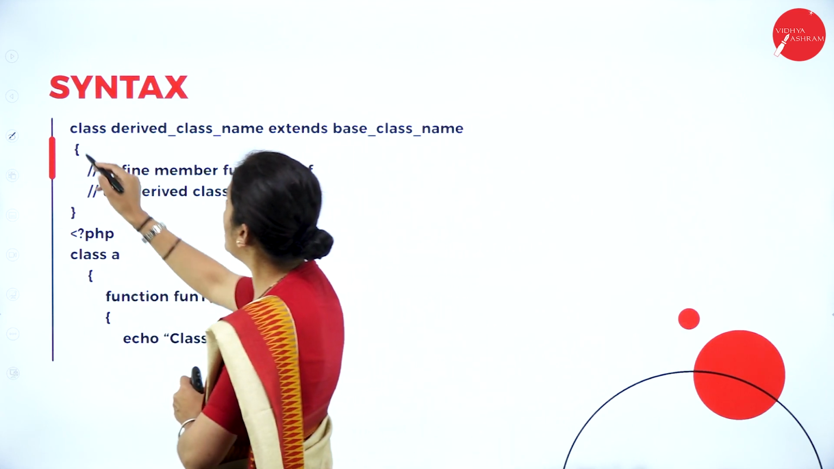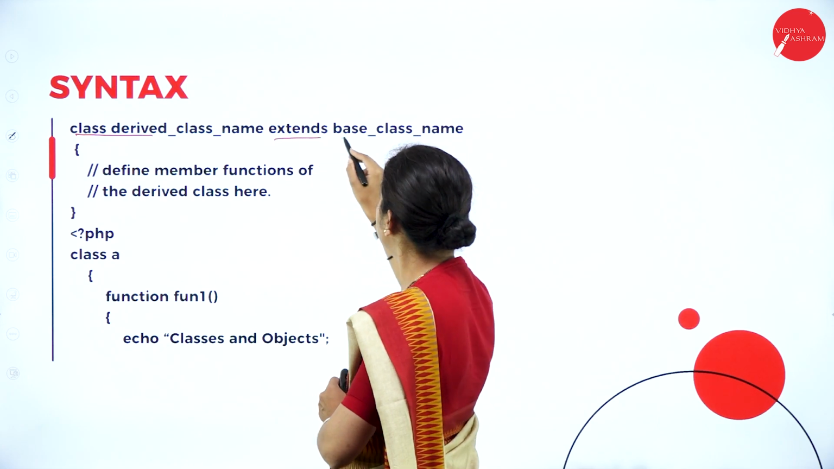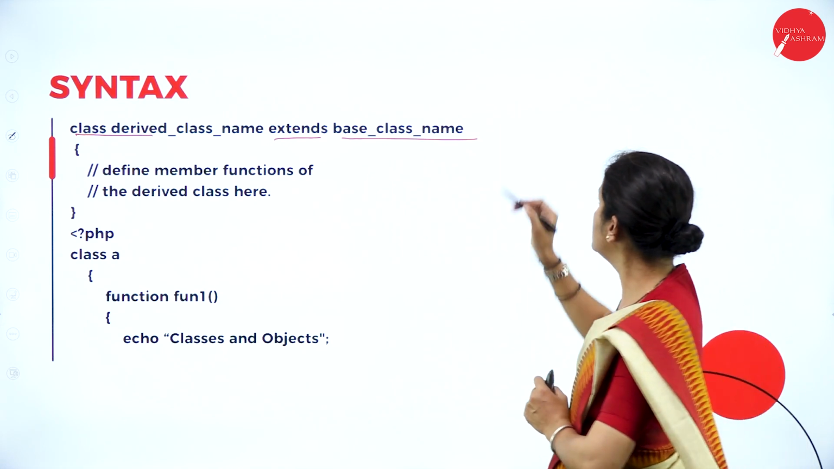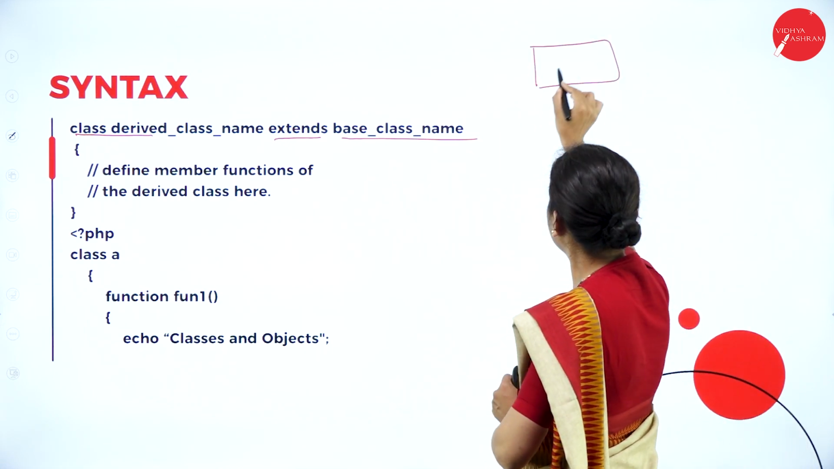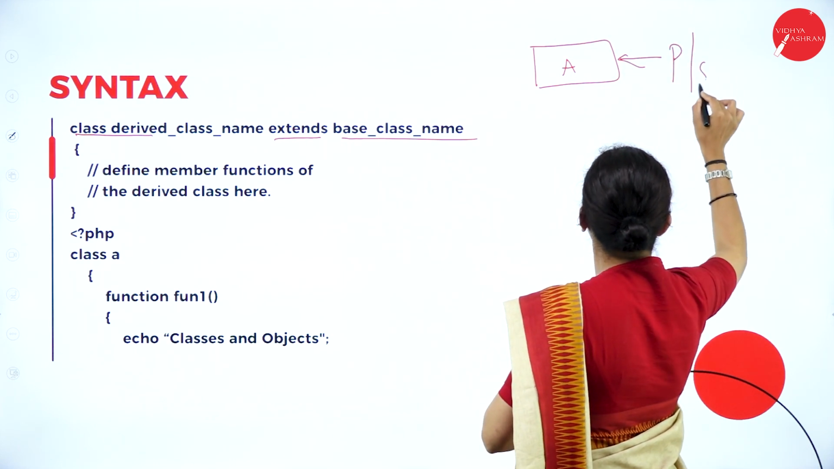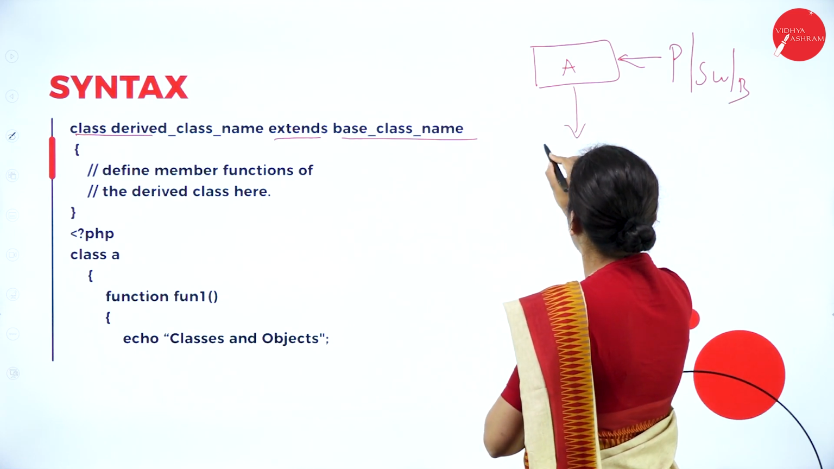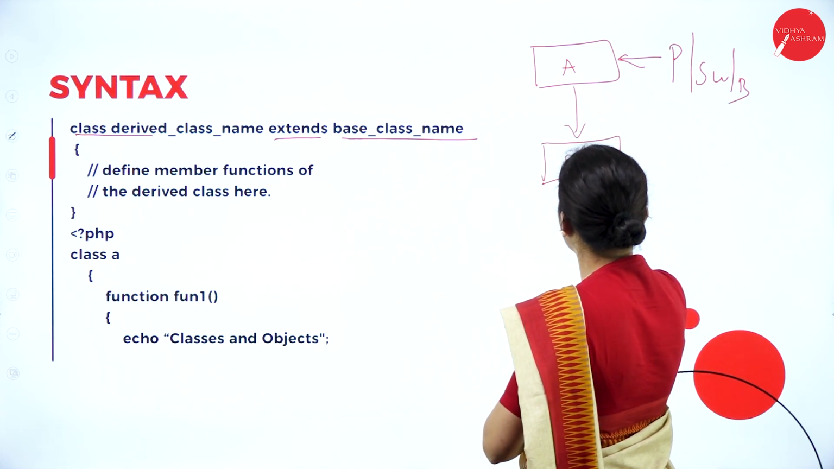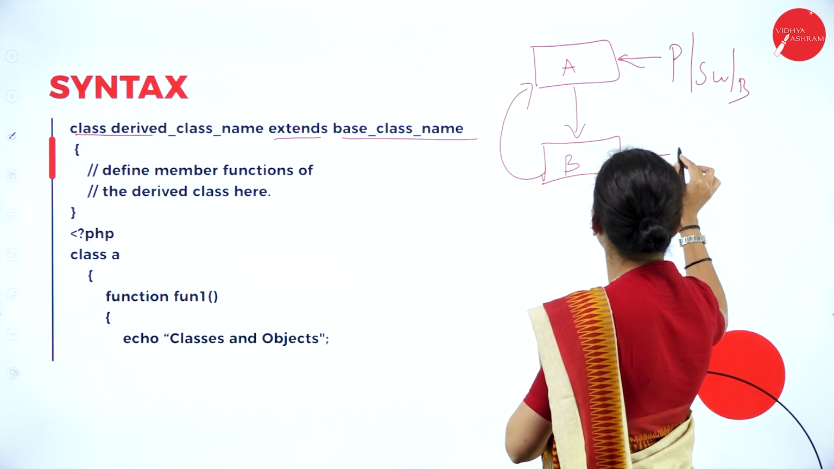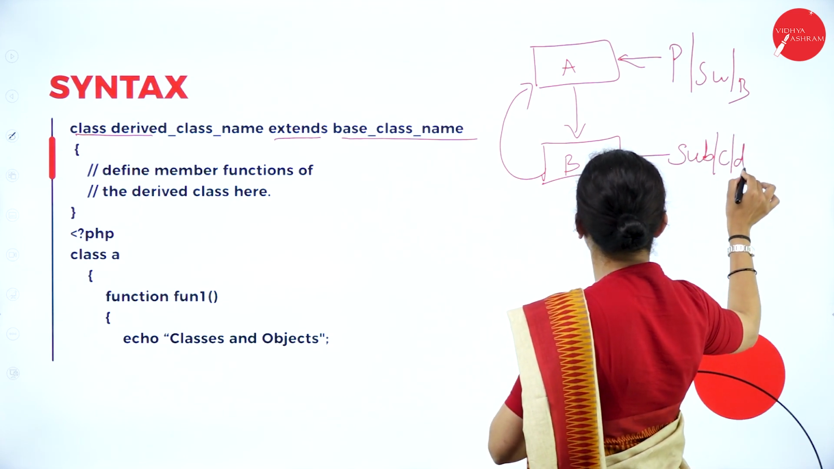I have the class called derived, then extends base class. Let me draw the single inheritance first. See, I have class A. What is this? It's my parent class or super class, or the base class. Now I have the child called B. B can acquire the property of A. So it is nothing but the subclass or child class or derived class.